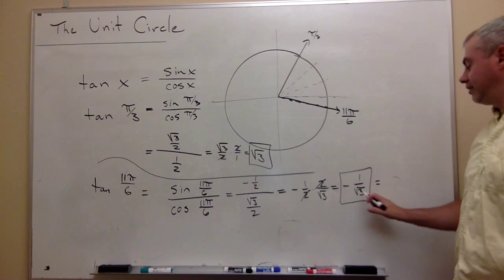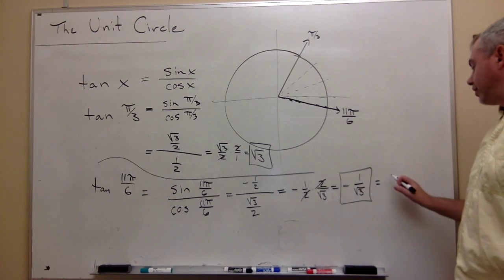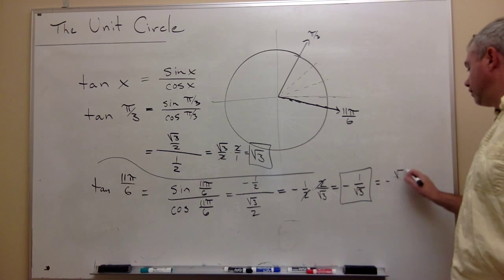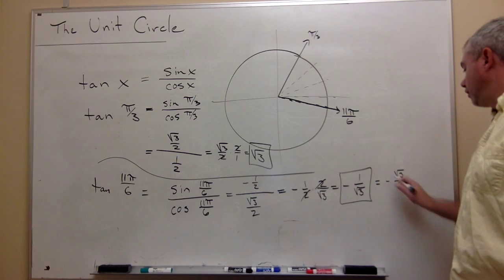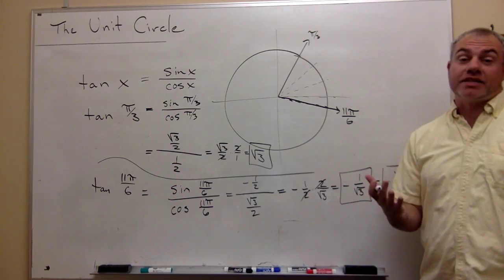If you don't like to have square roots in your denominator, you could always write that as negative root 3 over 3. So that's how we calculate tangent.